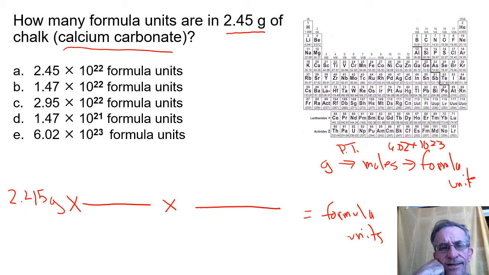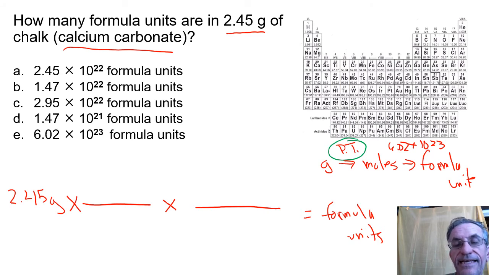Okay, now let's see if you can also help me out a little bit here. To be able to do this first step, grams to moles, hey, that's the periodic table. You got to know the formula, because how are you supposed to add up the atoms if you don't know the formula? So what is the formula for calcium carbonate? Oh, I hope you know. It is, let's see, calcium carbonate.